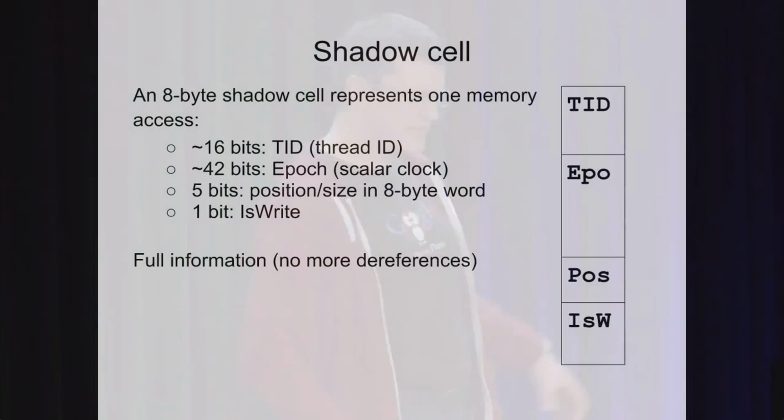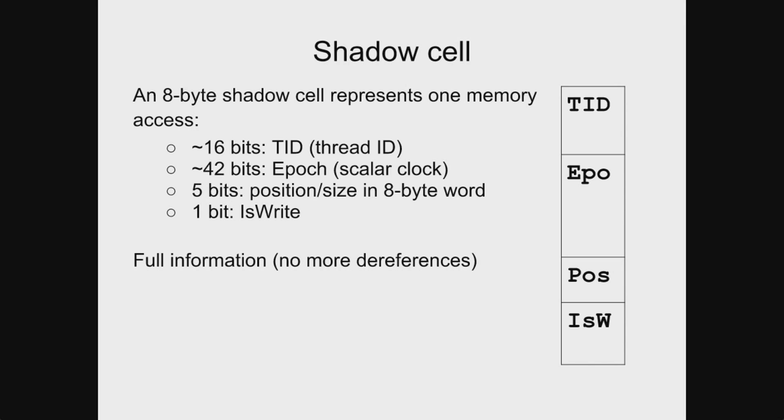How does this metadata look? We divide metadata, or shadow, into what we call cells. Every cell is an 8-byte word, which represents one access to a given memory location. It has thread ID. It has a so-called epoch, which is a scalar clock. It has a few bits for position and size, and 1 bit to indicate whether it was a read or a write access. And this 8-byte cell fully represents one memory access. There is no additional information anywhere.